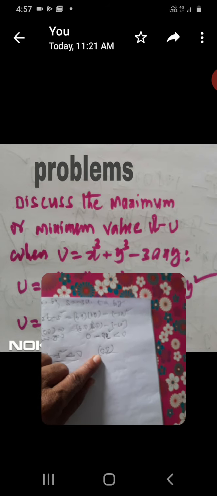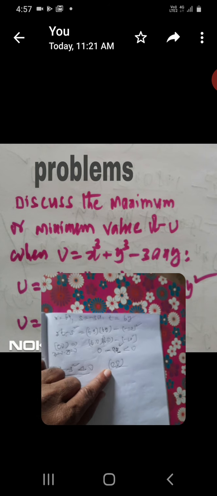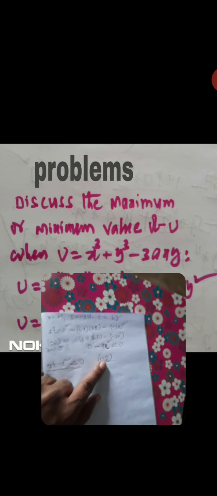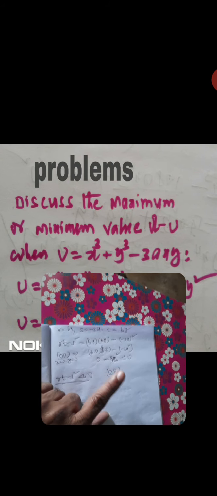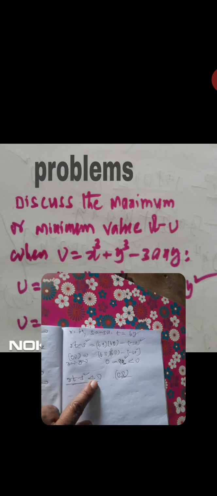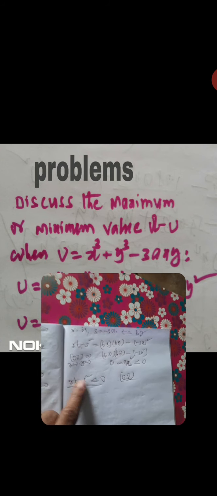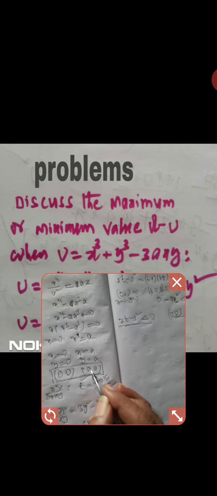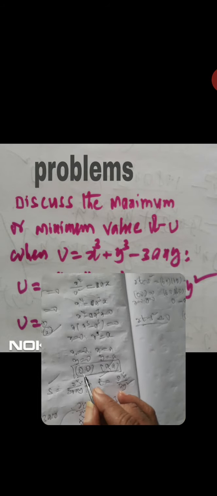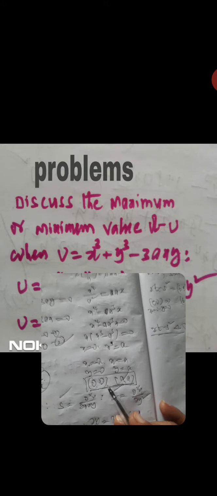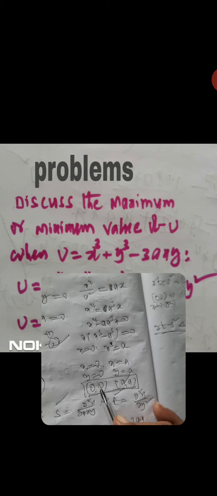An extreme point is where the given function is maximum or minimum. At (0, 0) there is no maximum or minimum. It is not an extreme point. RT minus S square is less than 0, negative. We needed it to be positive. At (0, 0), the given function has neither maximum nor minimum.